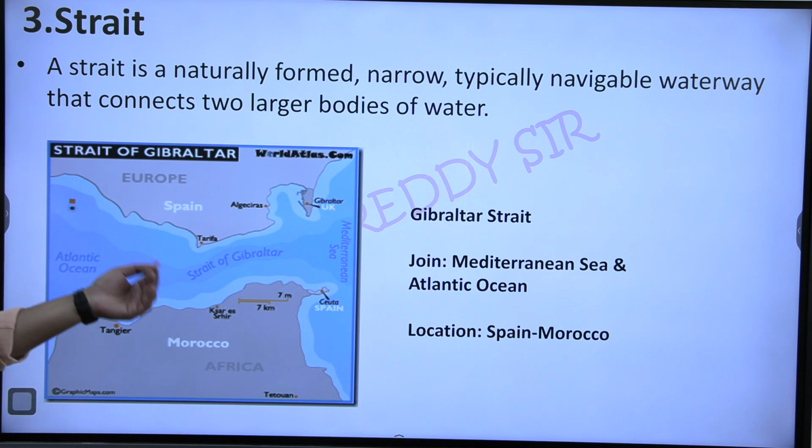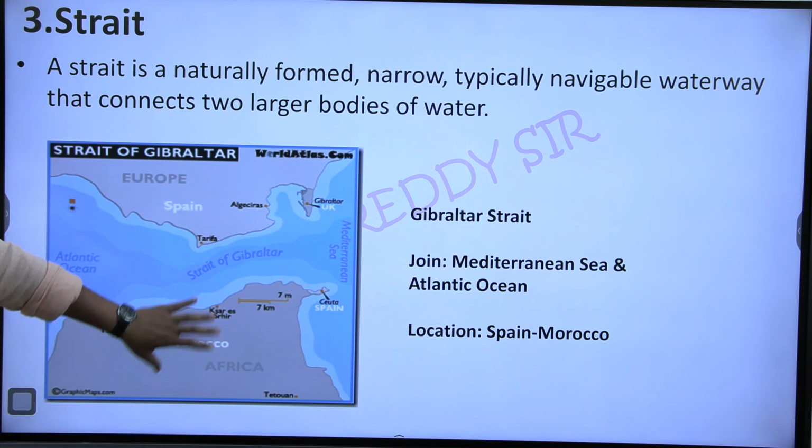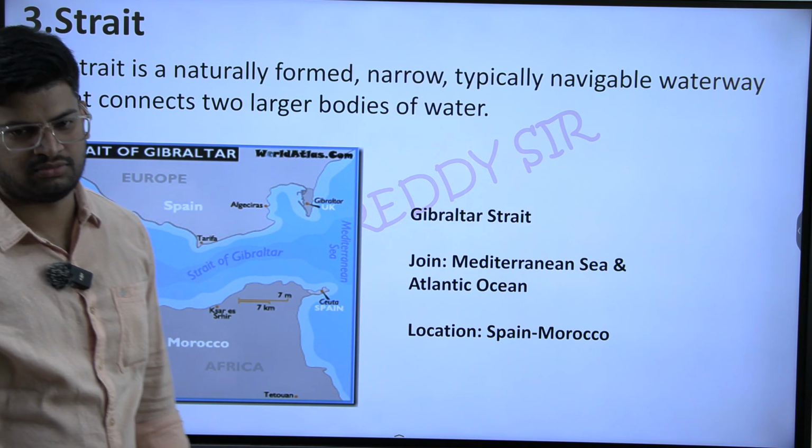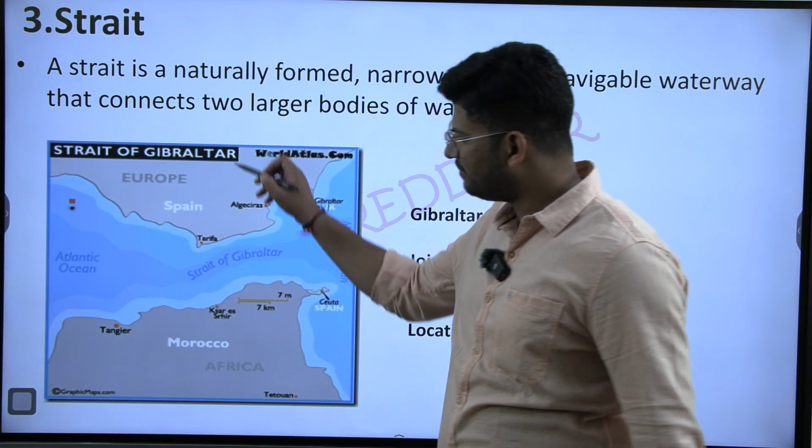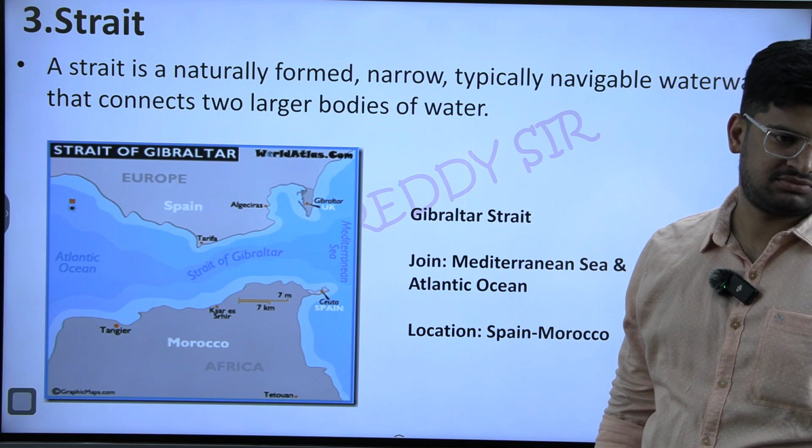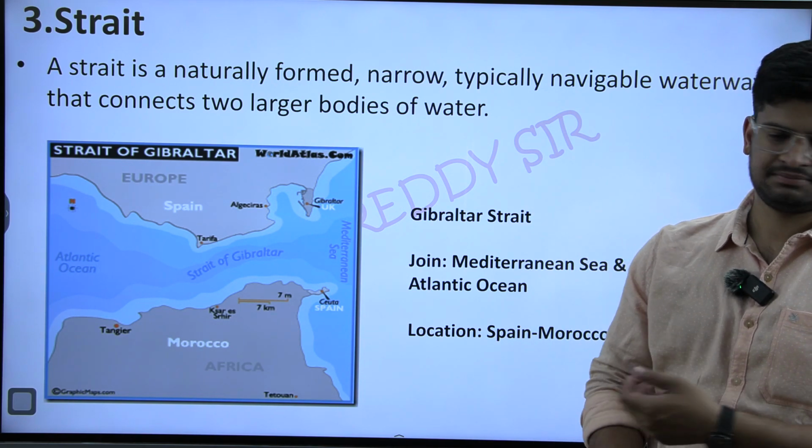Okay, the Strait of Gibraltar connects the Mediterranean Sea and the Atlantic, and it is between Spain and Morocco. Morocco is in Africa, Spain is in Europe. So basically the Strait of Gibraltar separates Spain and Morocco.